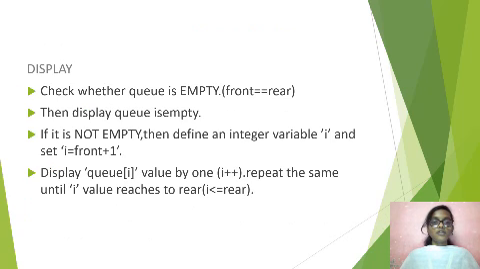Next we are moving to display. Check whether the queue is empty, front equals rear, then display queue is empty. If it is not empty, then define an integer i equals front plus 1, display queue of i, increment the value by 1, and repeat the same until the i value reaches rear.